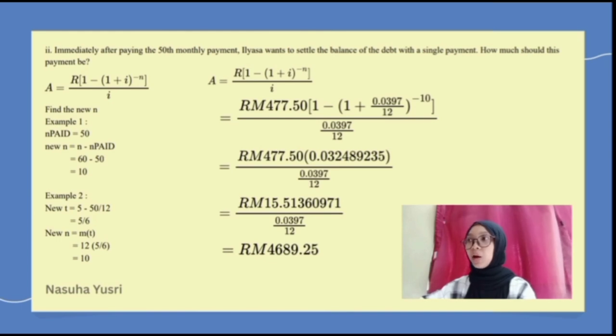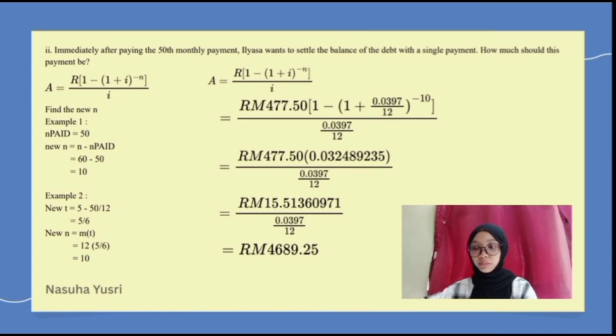Question 2. Immediately after paying 15 months monthly payment, Ilyasa wants to settle the balance of the debt with a single payment. How much should this payment be? For this question, we will be using present value to find the answer. The formula we will be using is A equals R bracket 1 minus bracket 1 plus I close bracket in the power of negative n close bracket divided by I.